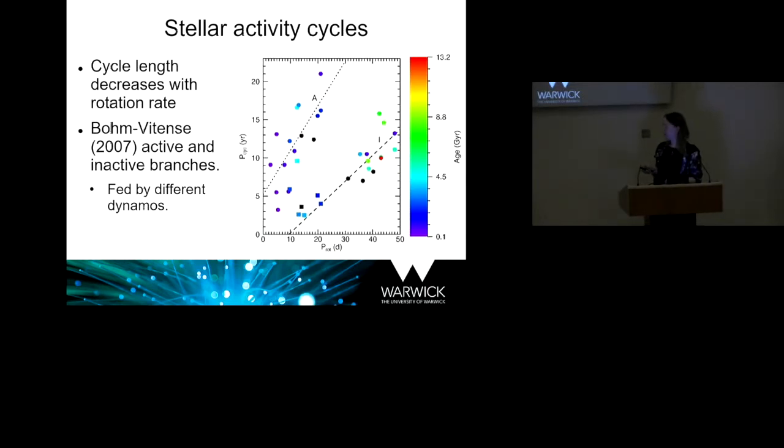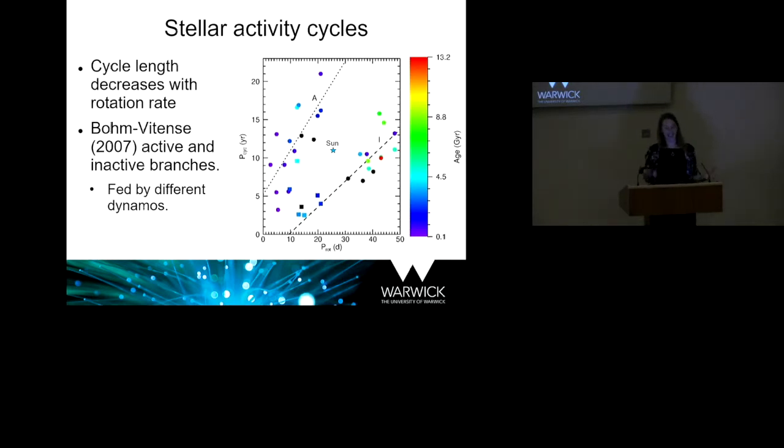Now, if we plot the sun on here, it lies right in the middle of the two branches. And that has led a number of people to suggest that the sun is perhaps in transition from one branch to the other, although we're in a period where we're expecting changes in the solar dynamo. Now, one thing I would like to point out at this point, and it's a real bugbear of mine, is that this figure has no error bars on it.